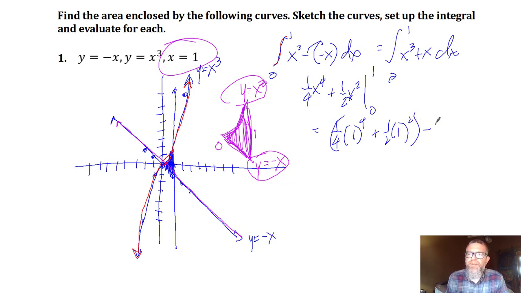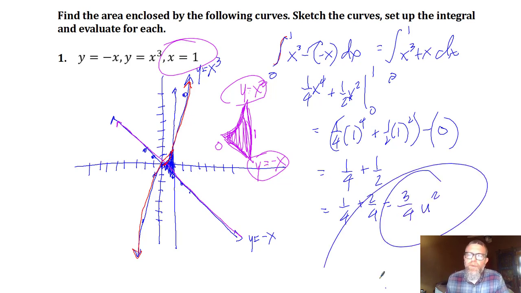And now we know we're just going to enter in, substituting 1 for x, minus substituting in 0 for x, and because there's x terms in each of these, we know it's just going to be 0 in this case. So our area is going to be 1/4 plus 1/2, and we're going to go ahead and change 1/2 to 2/4. So our area ends up being 3/4 units squared.